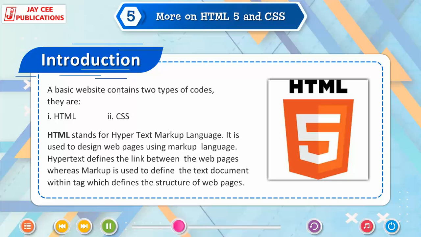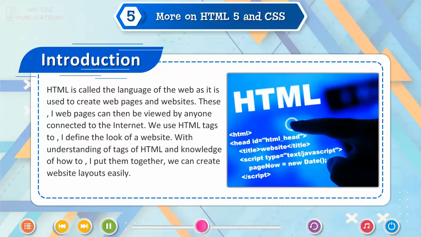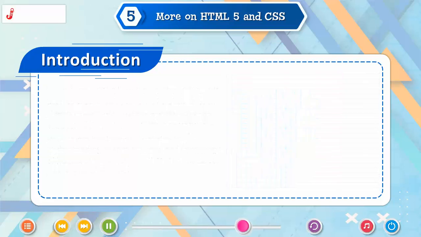Hypertext defines the link between the web pages, whereas markup is used to define the text document within tags, which defines the structure of web pages. HTML is called the language of the web as it is used to create web pages and websites. These web pages can then be viewed by anyone connected to the internet. We use HTML tags to define the look of a website. With understanding of tags of HTML and knowledge of how to put them together, we can create website layouts easily.